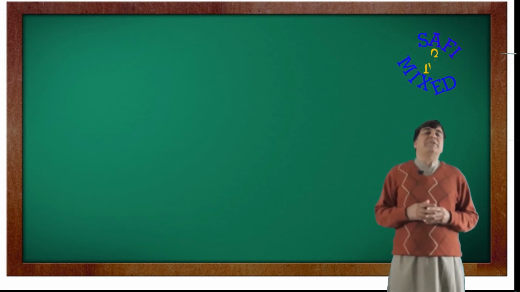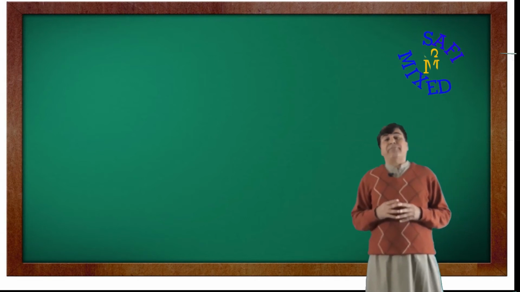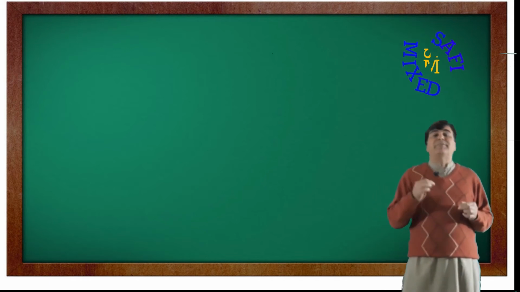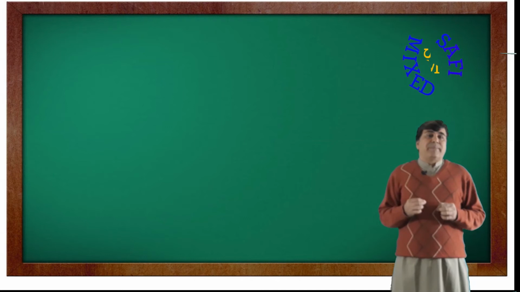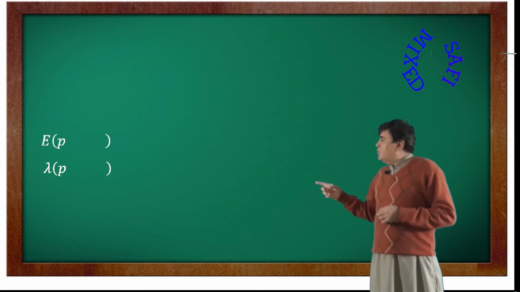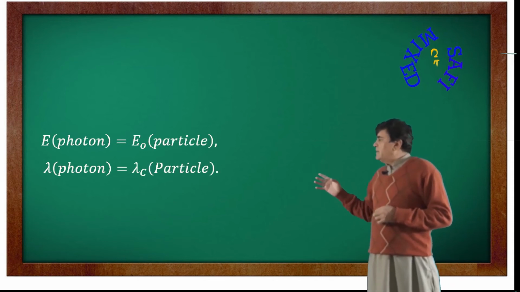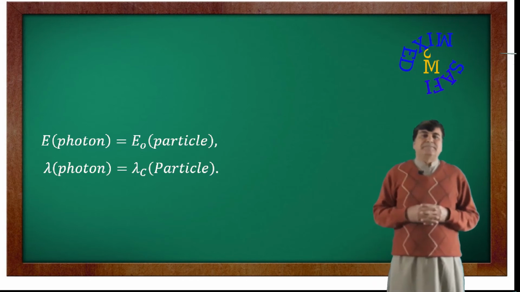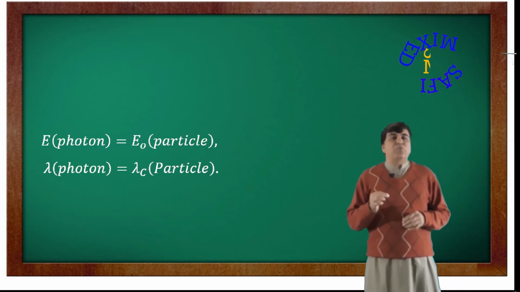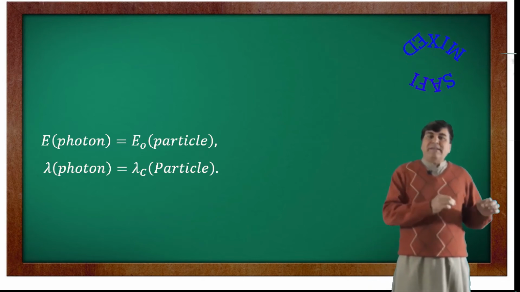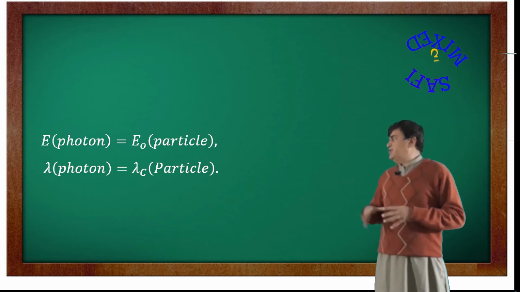Moreover, the Compton wavelength of a particle is equal to the wavelength of a photon whose energy is equal to the rest mass energy of the particle. That is, if the energy of photon equals the rest mass energy of a particle, then the wavelength of the photon equals the Compton wavelength of the particle. This means a diffraction experiment would not be able to distinguish between photons and material particles obeying this condition.